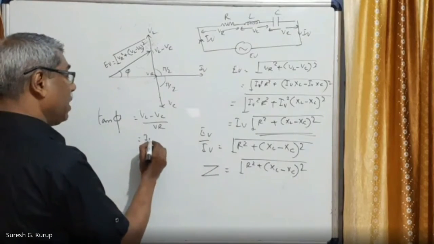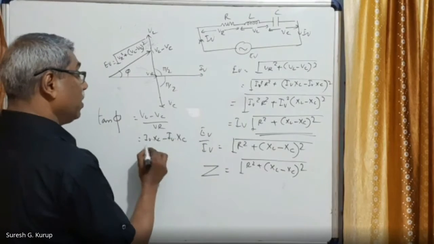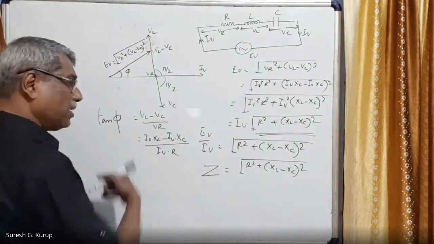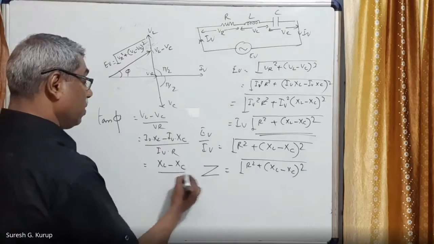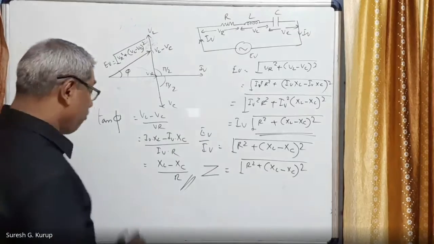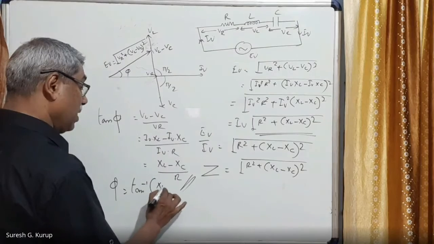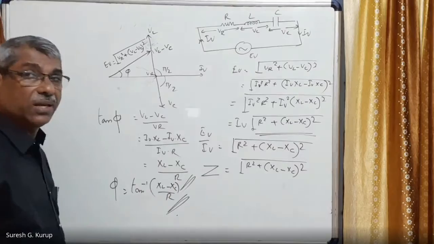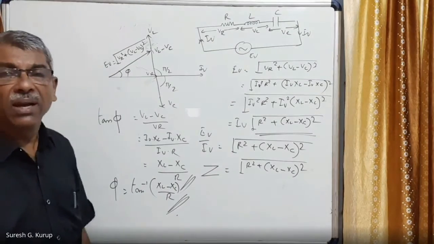This is equal to IV into XL minus IV into XC, the whole divided by IV into R. IV cancels, then you will get tan phi equal to (XL minus XC) divided by R. So therefore phi is equal to tan inverse of (XL minus XC) divided by R. So this is the phase angle, the phase difference between the current and EMF, which can be calculated.